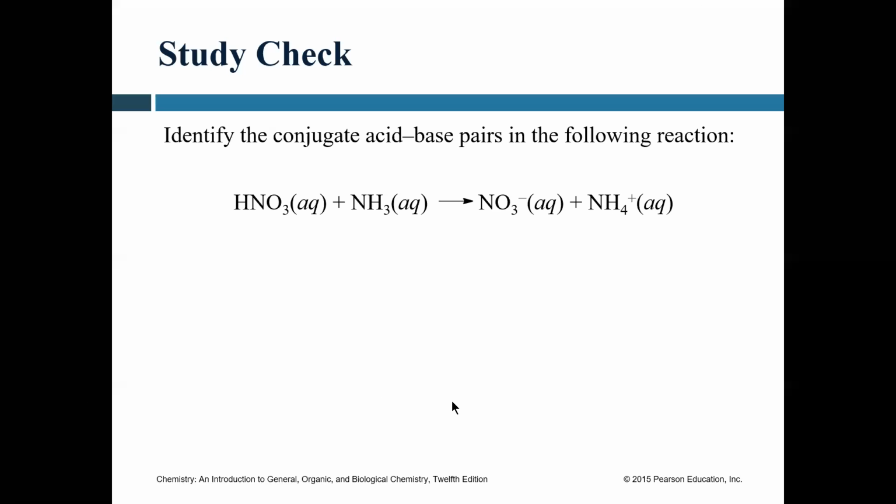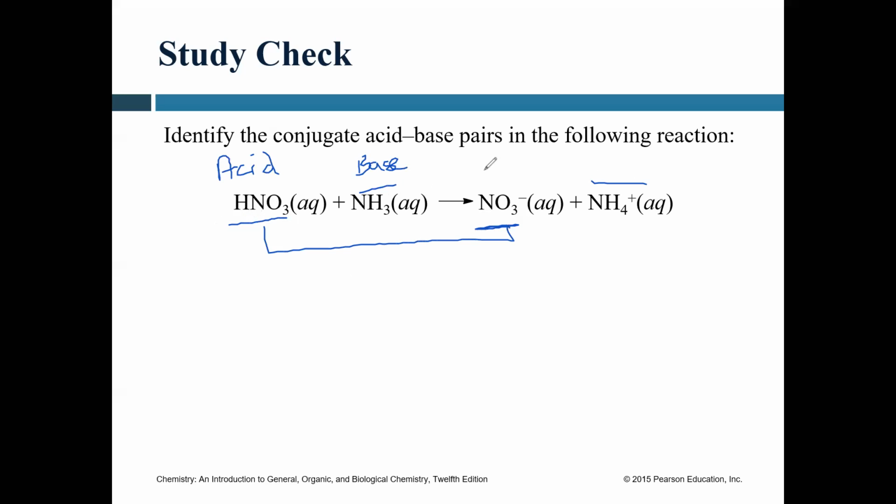Okay, so looking at conjugate acid-base pairs, pair off the guys that look like each other. There's an NO3, there's an NO3. This thing and this thing look like each other. So how do I go from here to here? Well, I have to give up or donate an H. So that makes this an acid. Once you've got one, it fills in quickly. Acid, base. If this is an acid, this has to be a base.